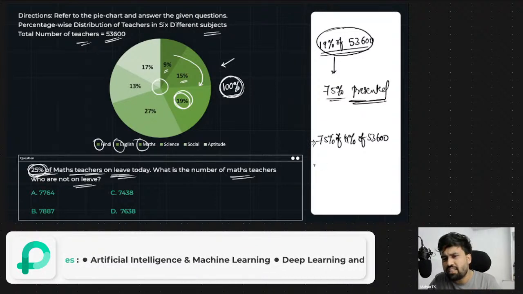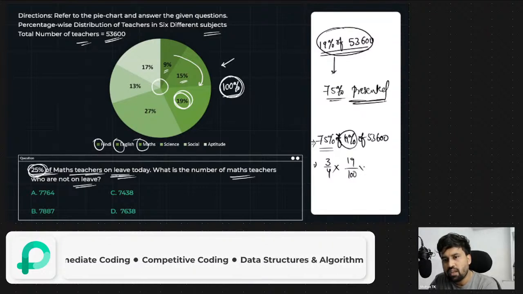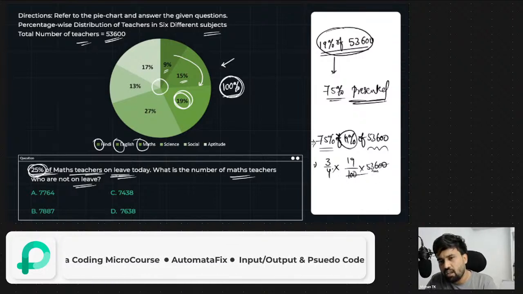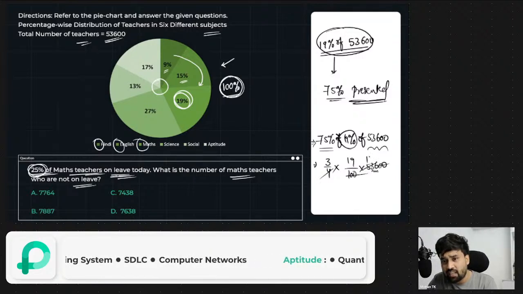So let's make it very simple according to our speed maths techniques. Just look at here. In the percentages, we know 75% is nothing but 3 by 4, into 19% is nothing but 19 by 100, into the total number 53600. 00 got cancelled. And when you see the last 2 digits is 36, so it is a 4 multiple. So 4 will cancel 1 time, remainder is 13. 13 means 3 times, remainder 16 means 4 times. So always I am left with these types of complex calculations, guys.